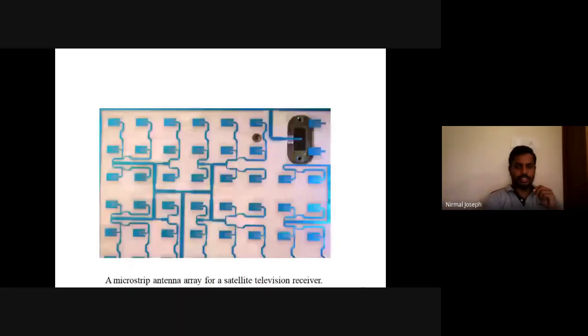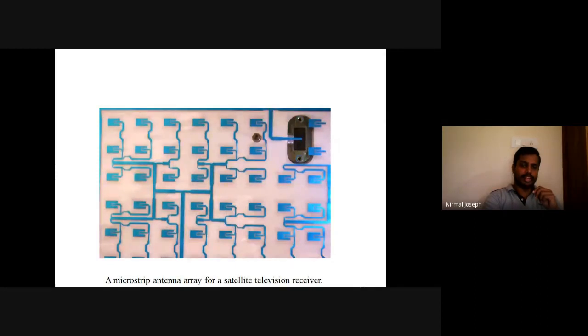television receiver. Okay, these arrays are used in satellite television receivers. So this is the array of microstrip antennas. Okay, so only this much space is required for that. I think you might have seen this in PCBs and all, like in your satellite television receivers, set-top box and all, you can see this.